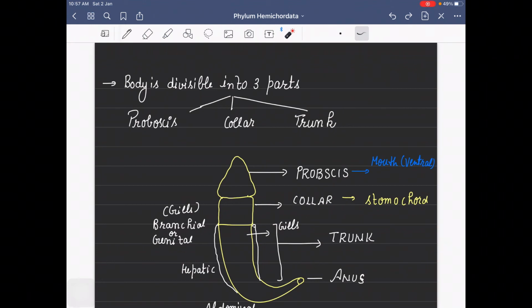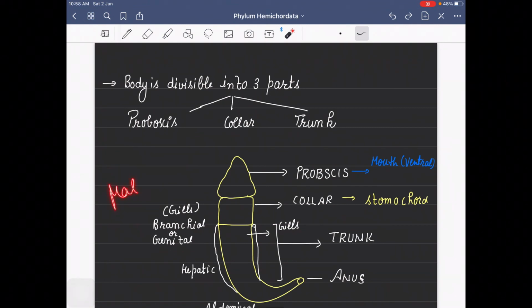Right, if I ask you what is the excretory organ in Arthropoda, what should be your quick answer? That will be Malpighian tubules, right?